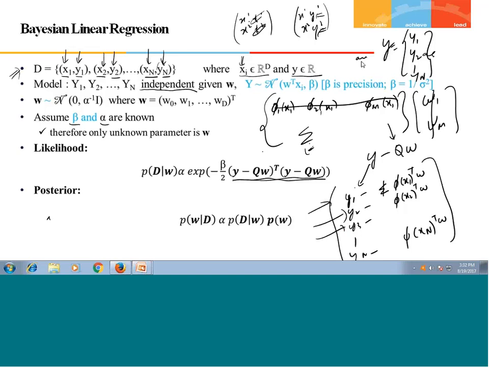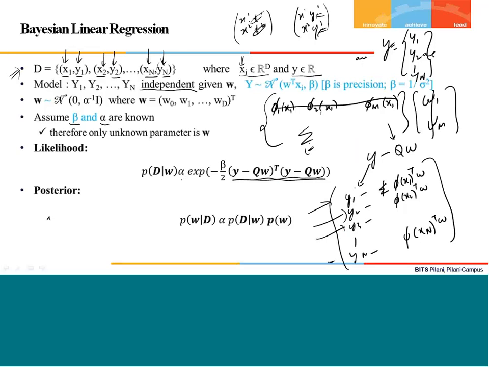What is alpha? Where have I written alpha? Sorry, this is a proportionality sign. I'm saying that the probability of D given W is proportional to this likelihood function. So this is proportionality. And this alpha here, let's talk about what this alpha means.